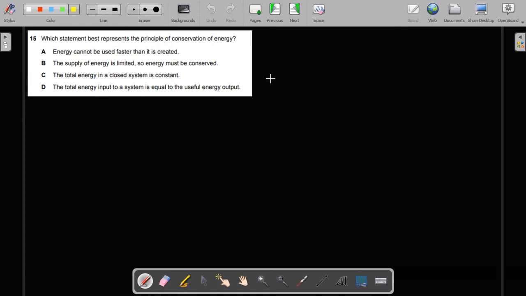Question 15, which statement best represents the principle of conservation of energy? We know that this question is very simple. C is right. The total energy in a closed system is constant. You must say in a closed system, because no external force exerted on the system, then we can say conservation of energy is true. Okay, question 15, C is right.